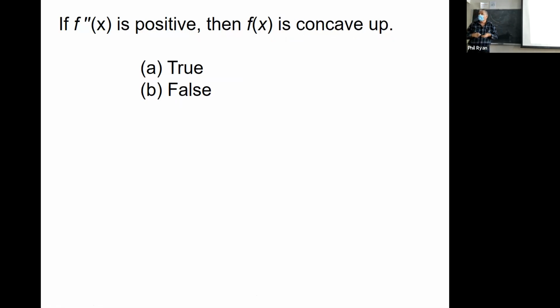Max, if F double prime is positive, then F is concave up. True, yep. Because if F double prime is positive, that means F prime is increasing, and that's what we need for concave up.